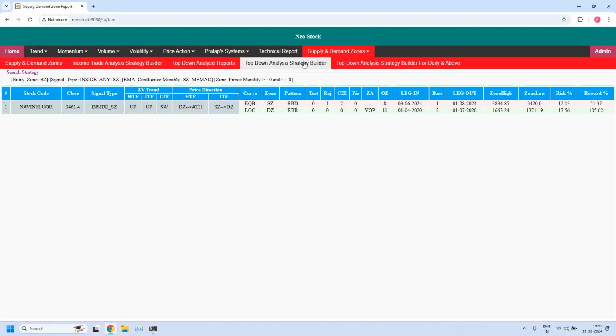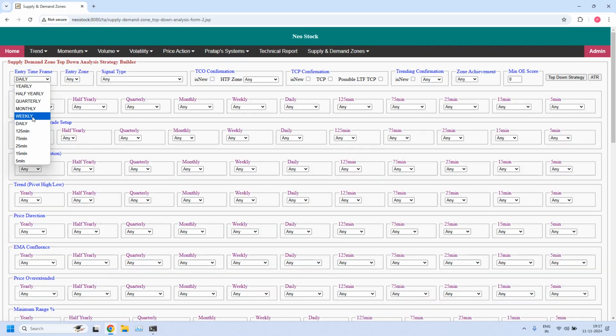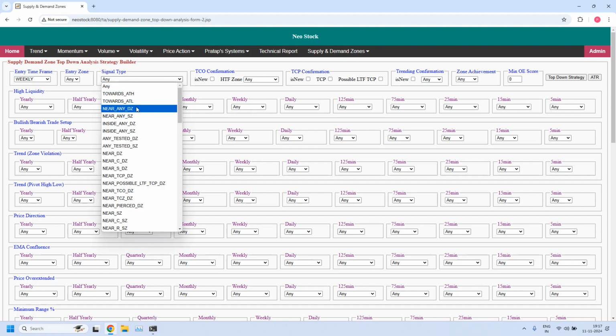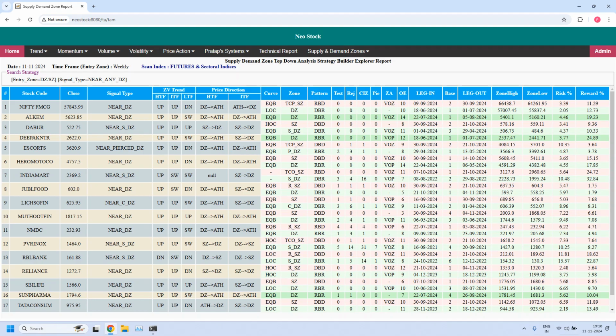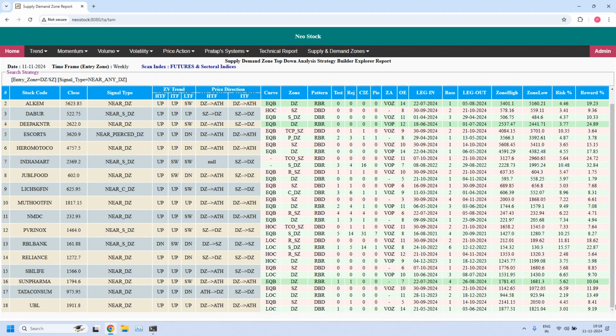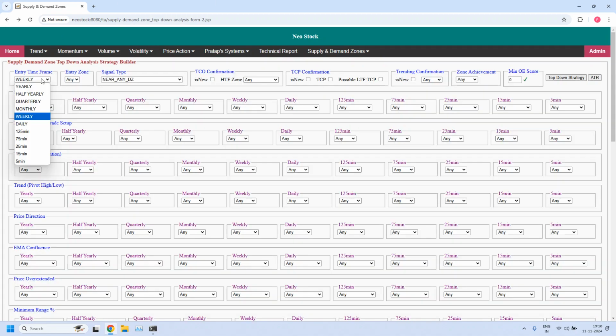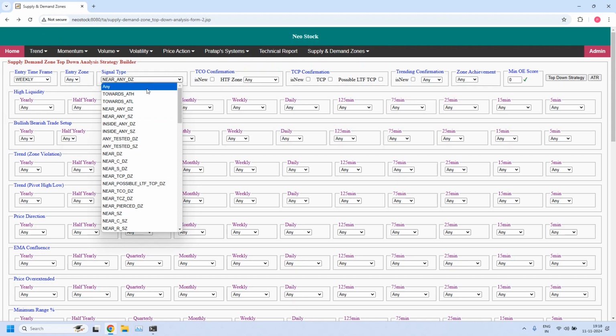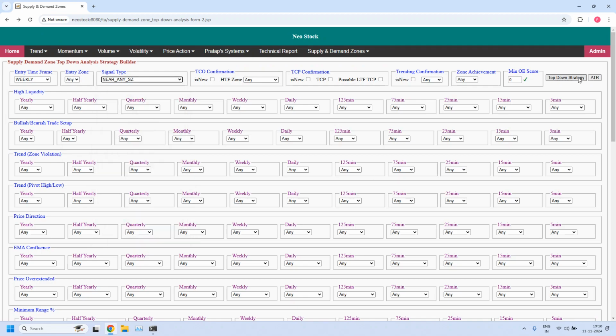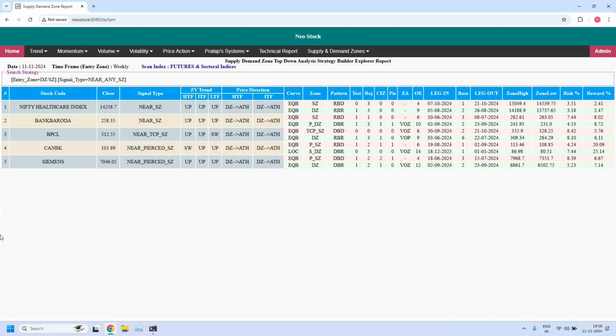Okay, next time frame is weekly. Let's find the stocks near weekly demand zone. We got 18 stocks. These are the first 17 stocks. I am scrolling down. So total 18 stocks are filtered near to the weekly demand zone. Okay, next for weekly time frame, let's find the stocks near to the weekly supply zone. 5 stocks are filtered.